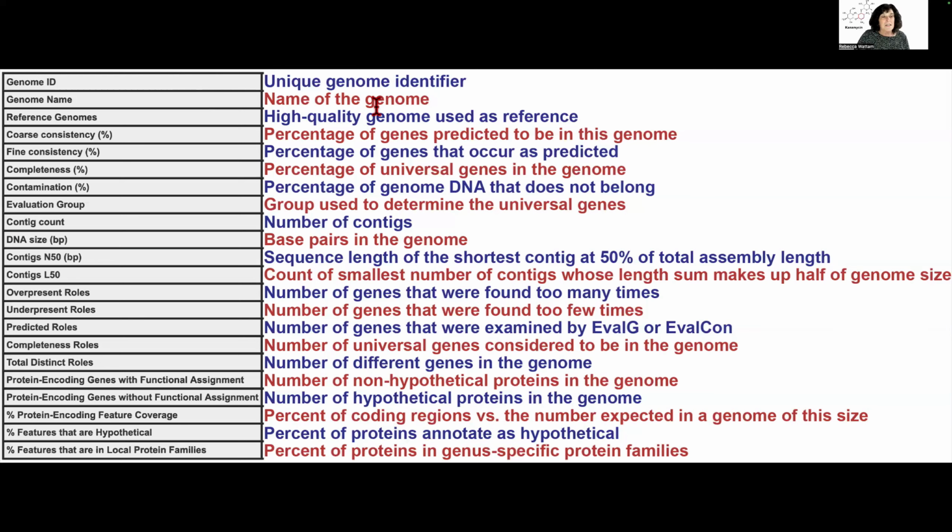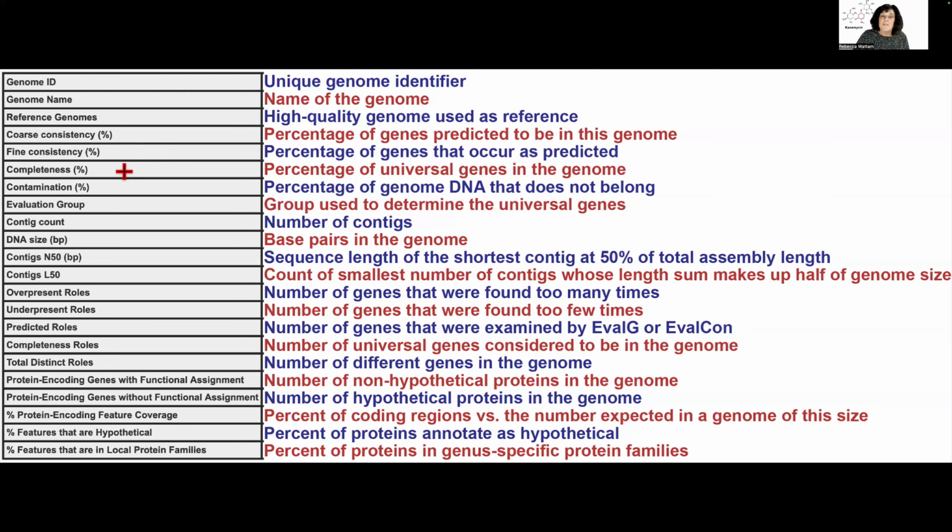Genome name is the next row down. The reference genome or genomes is a high quality public BV-BRC genome that's close to the one submitted, that's used as a reference in the comparison. Coarse consistency is the percent of genes predicted to be in this genome. Fine consistency is the percentage of genes that occur as predicted.